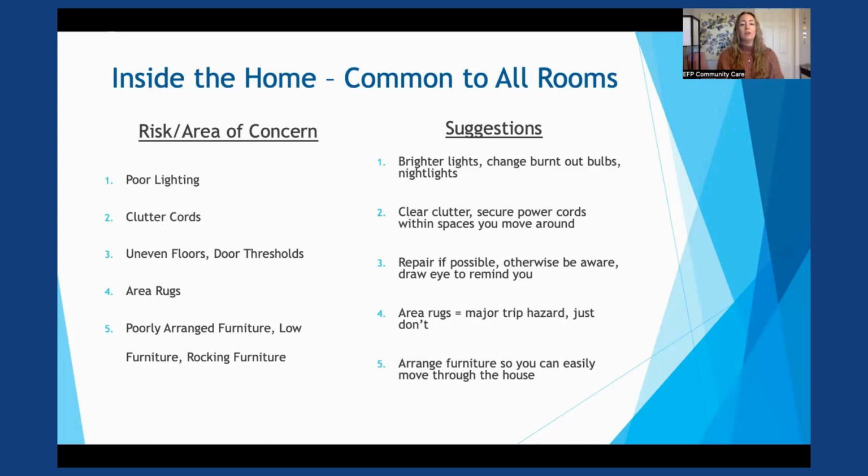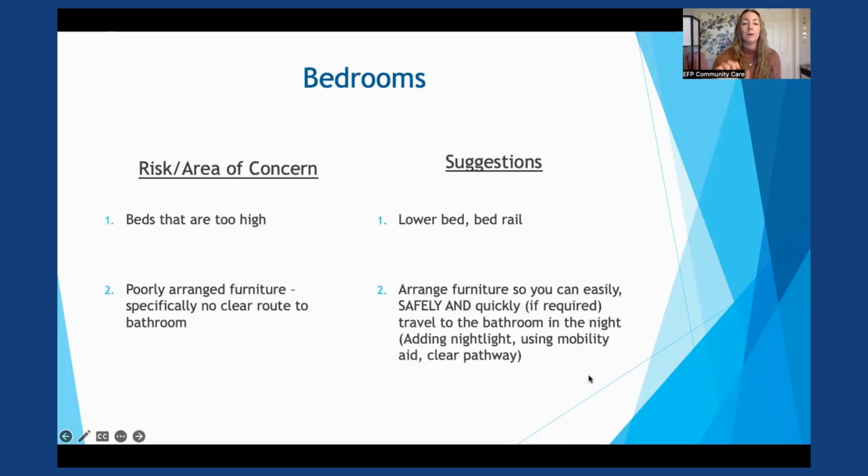So poorly arranged furniture, low furniture, rocking furniture. This can be very challenging for some people who have difficulty getting in and out of a chair. So we want to make sure, one, that our furniture is arranged so we can easily navigate in the home, but we also want to make sure we're able to get in and out of that chair, especially if we're on our own. So maybe add a sturdy cushion underneath or something like that, and try to avoid rocking furniture if you have any mobility or balance issues.